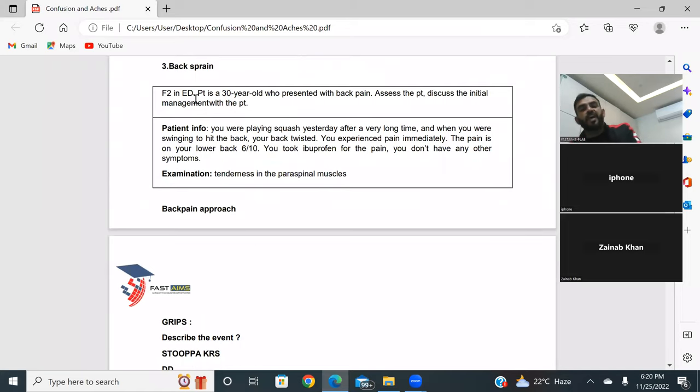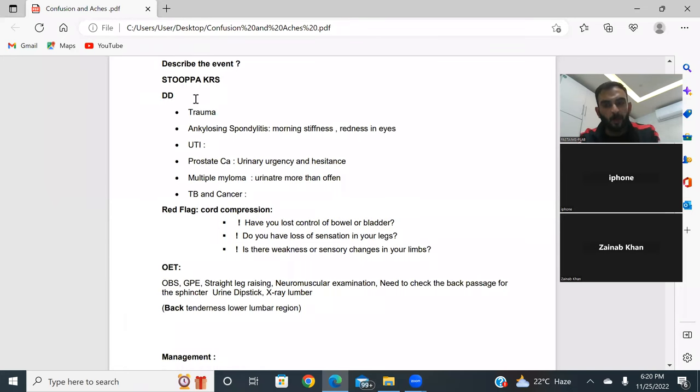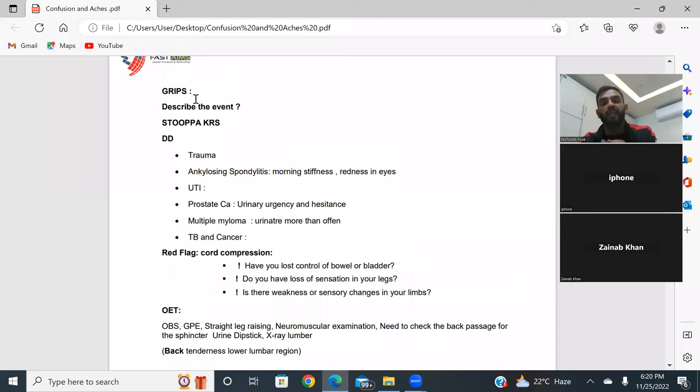So here comes the other scenario, that is the back sprain. Actually, we will be covering three scenarios in a single go: back sprain, disc prolapse with cauda equina, disc prolapse without cauda equina. Similarly, we are discussing these three scenarios together, like we discuss ACS, acute coronary syndrome.